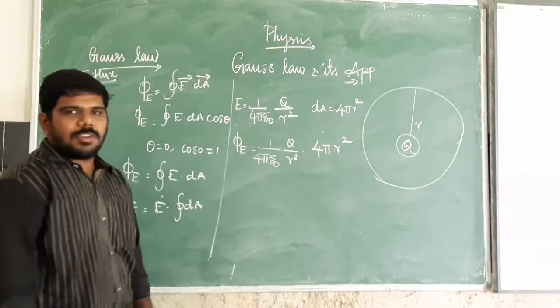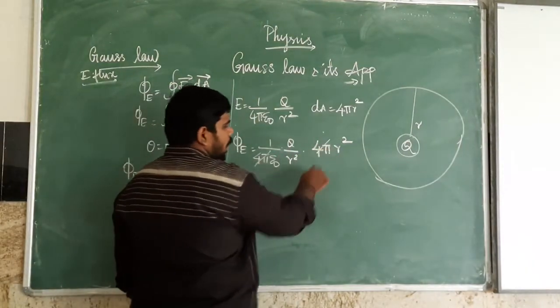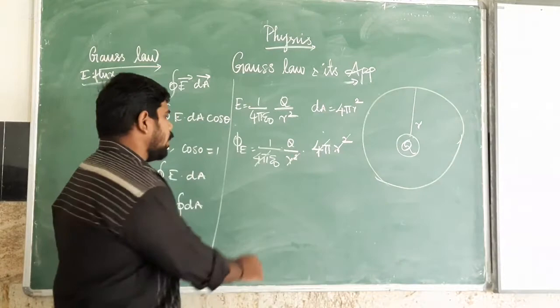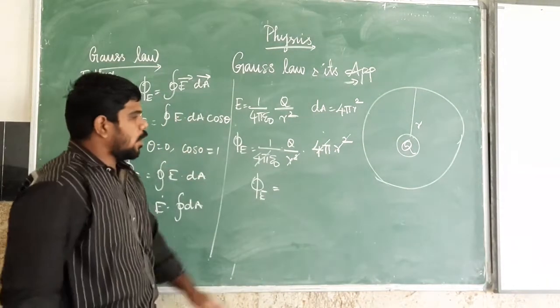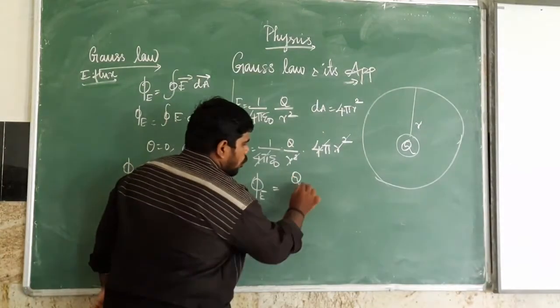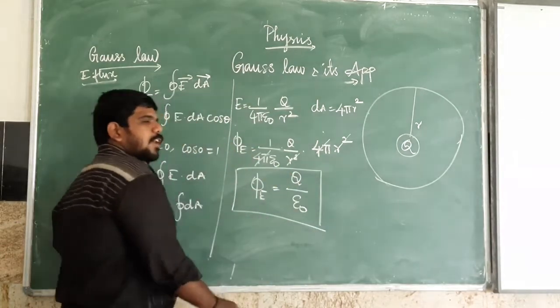So the common components are cancelled. Which components will be cancelled? 4 pi cancels, R square cancels. So what we get, the total electric flux phi of E is equal to Q by epsilon 0. This is the expression for Gauss law.